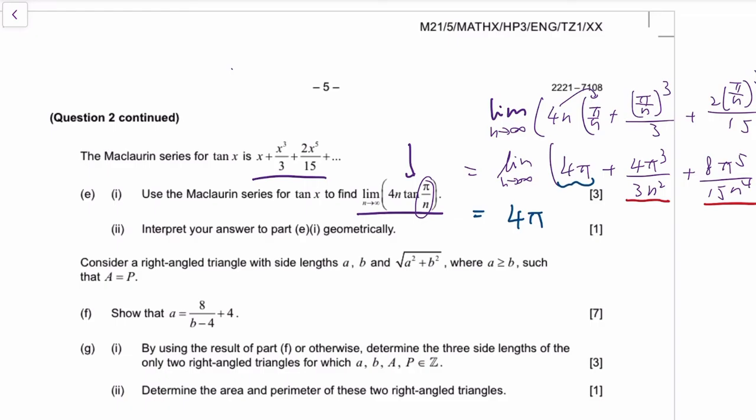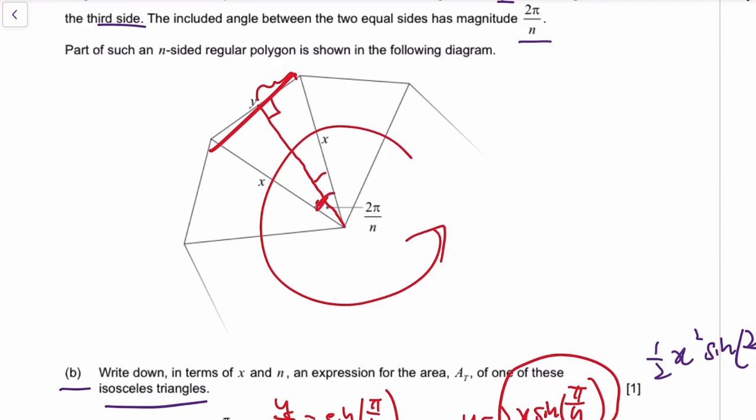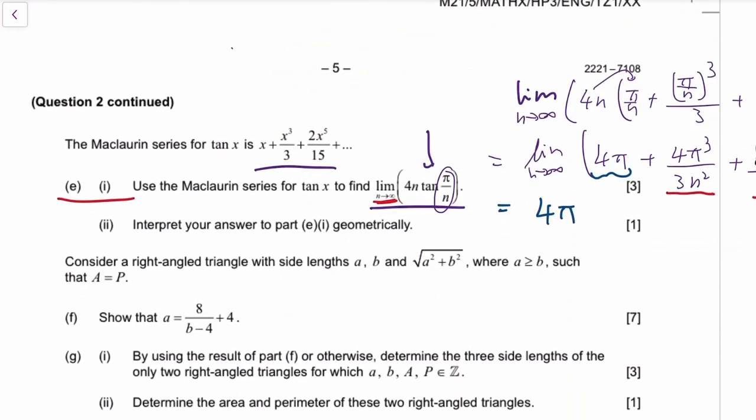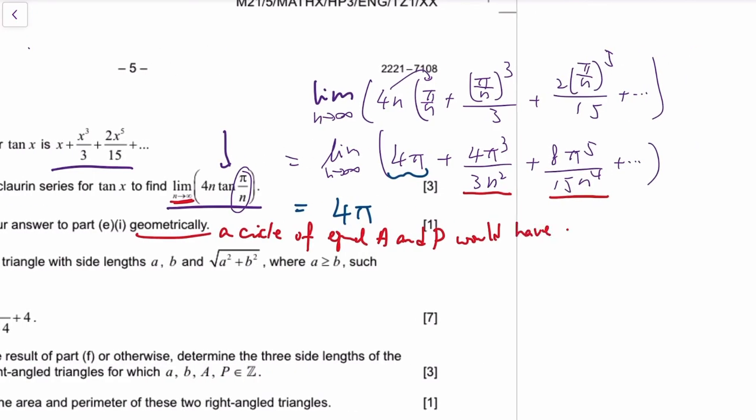And then it says interpret what you have done in here. Well, when n goes to infinity, you're basically cutting this polygon into infinitely many parts. So the limit is basically a circle. So a circle of equal numerical value of A and P would have an area and perimeter of 4 pi. Alright, so basically a circle. Okay.